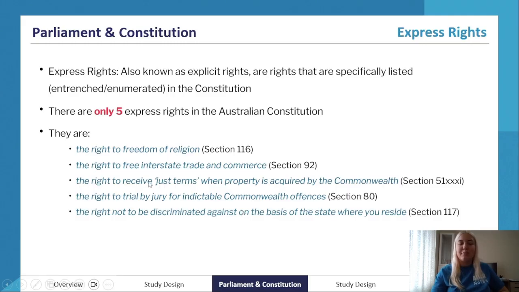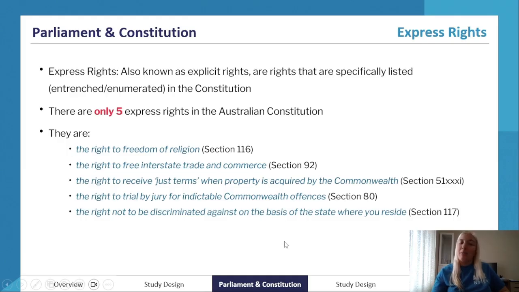Now, this is obviously very broad. So what these just terms are and whether they're adequate and whether they're really just is unfortunately up to Commonwealth to decide. So, that might just be in the form of giving you a different property or financial compensation or giving you enough time to leave and clear out. But unfortunately, it's broad, so rather than protecting people, it protects the Commonwealth more and gives them the right to take your property.